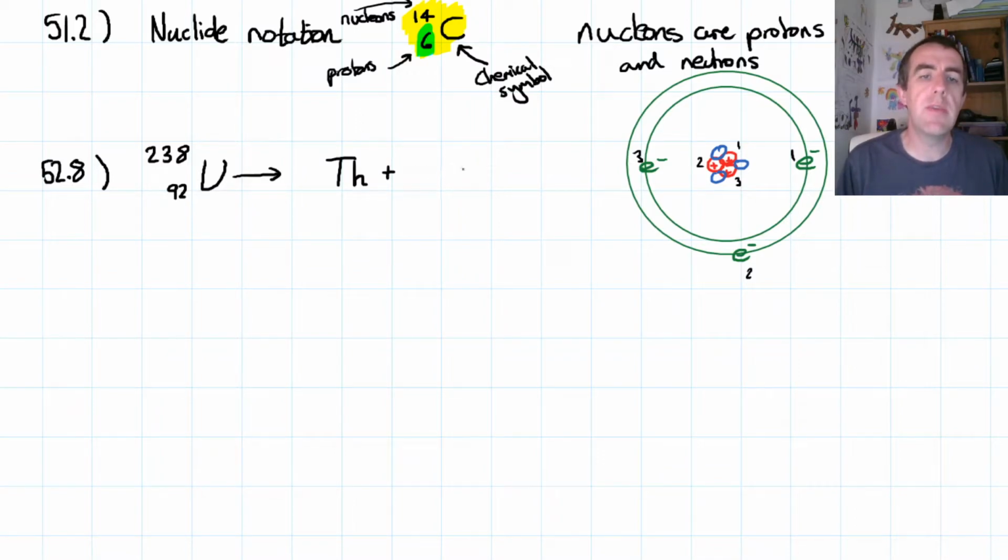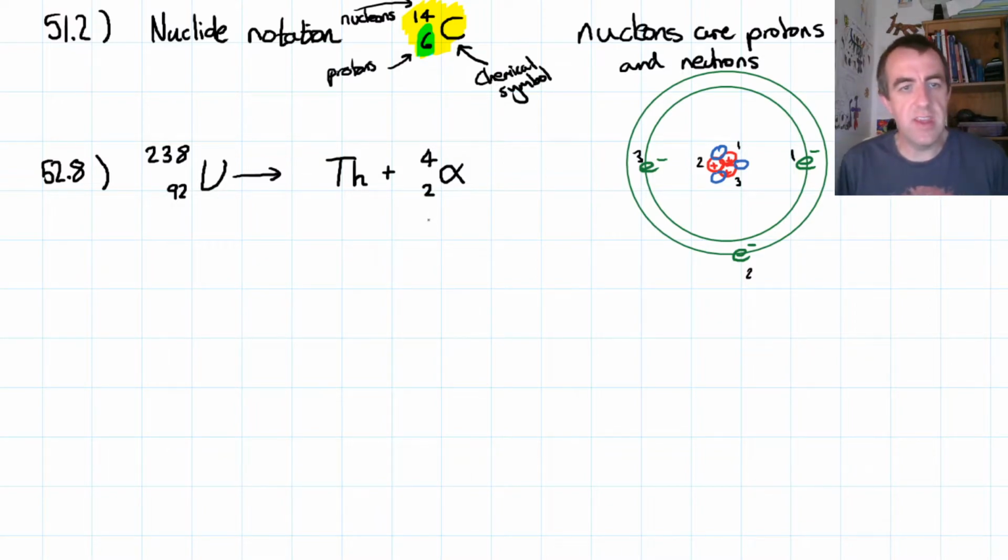Well, alpha decay means we emit a particle called an alpha particle. An alpha particle consists of 2 protons and 2 neutrons. That means an alpha particle has an atomic number of 2. What's the atomic mass? That's going to be 4 because it's 2 protons and 2 neutrons.